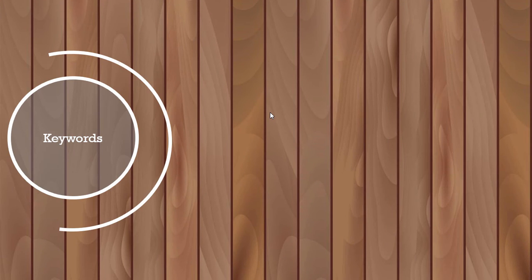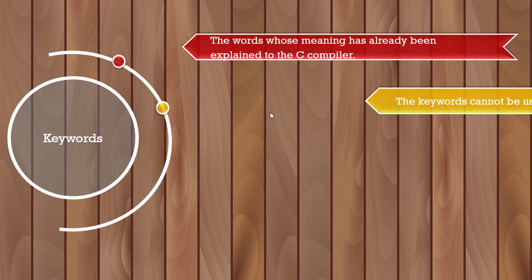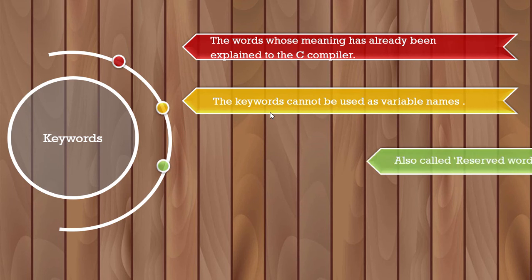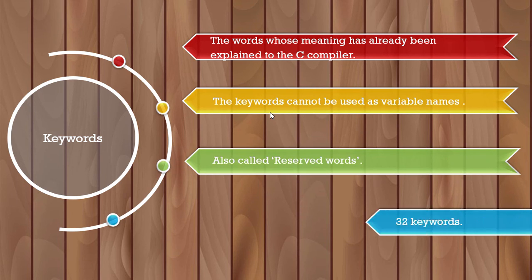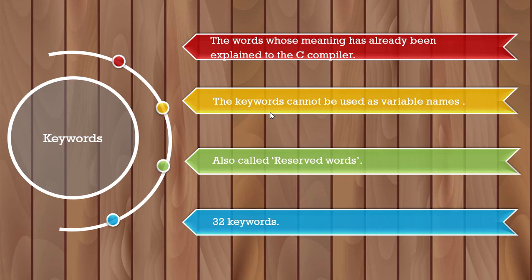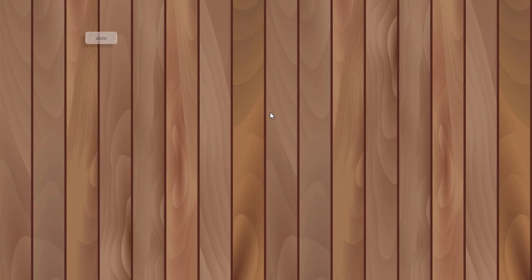So keywords. Basically, a keyword is a word whose meaning has already been explained to the C compiler. A keyword cannot be used as a variable name. It is also called a reserved word. There are 32 keywords present in the C language.